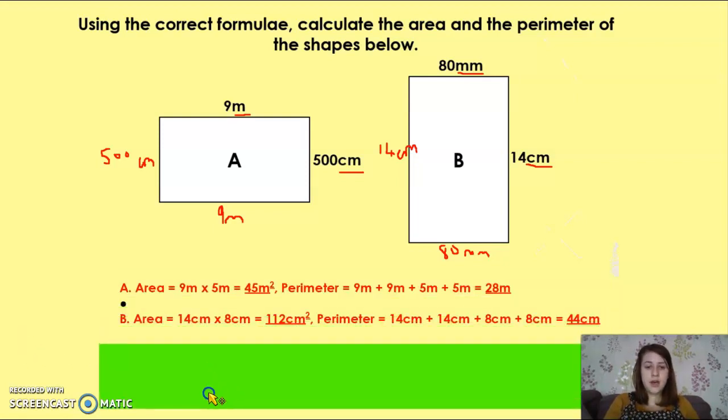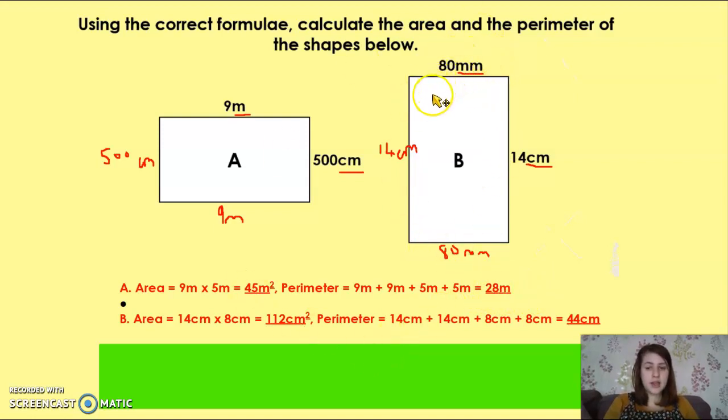Okay, now for my answers, I have converted all of these into meters. So I know that 500 centimeters into meters makes 5 meters. So then I did 9 times 5, which gives me 45 meters squared. Then I had 9, add 9, add 5, add 5, which gives me 28 meters. If you've done a different conversion, then make sure that your conversion is correct. So that if you turned it into centimeters, your centimeters is the same amount as 28 meters.